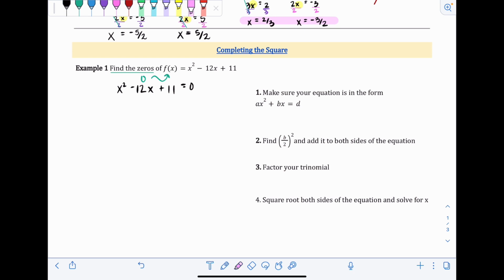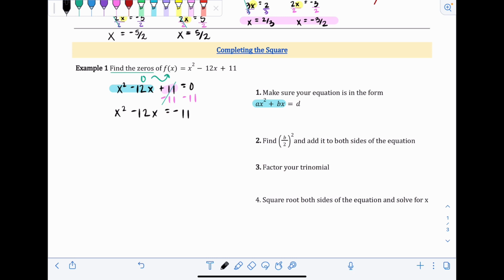And then now I need to figure out a way to cancel out that 11 and move it to the other side so that I just have this x squared minus 12x on the left side of the equal sign. So to cancel out that plus 11, I'm going to subtract 11 from both sides. And then I'll bring down my x squared minus 12x. 11 minus 11 cancels out, and then I have equals 0 minus 11, so -11.